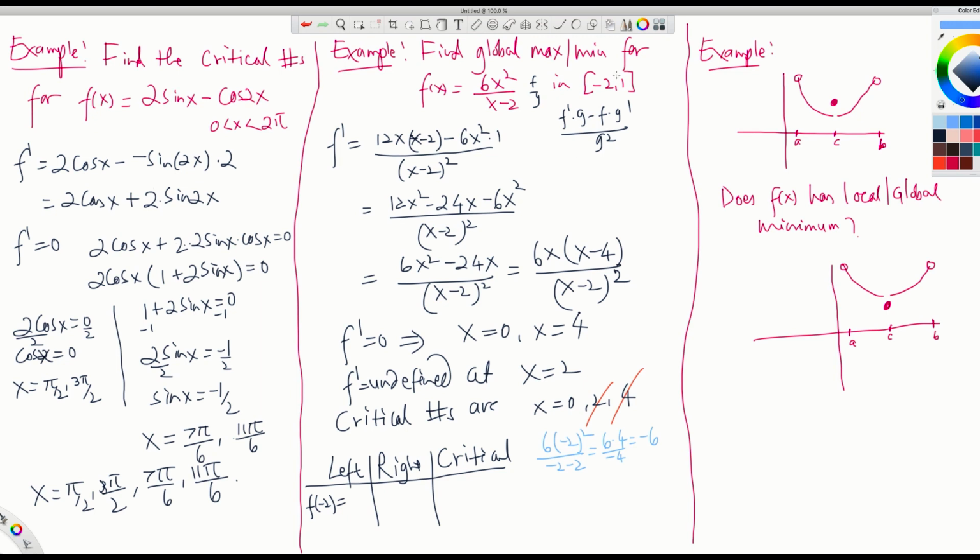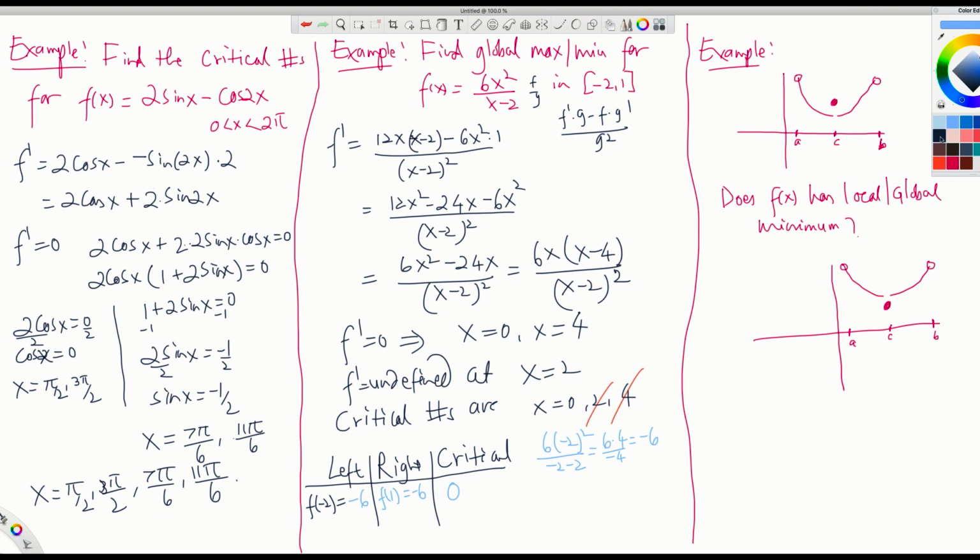Similarly at the right endpoint, meaning 1. If you plug in 1 there, what do you get? 6 times 1 square is just 6 over 1 minus 2, which is negative. So -6 again. At 1 also you will get -6. Let me write that down. So f at 1 is also -6. And the critical point is 0 only, right? So plug in 0 there. 6 times 0 square is 0 and then over 0 minus 2 is negative. So 0 over -2 is 0.